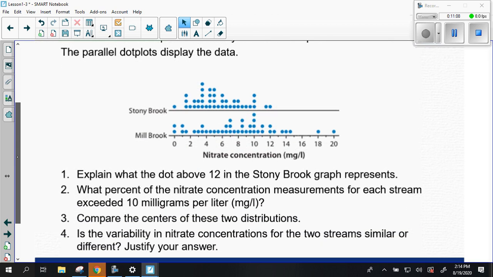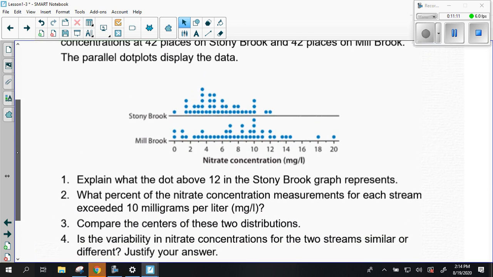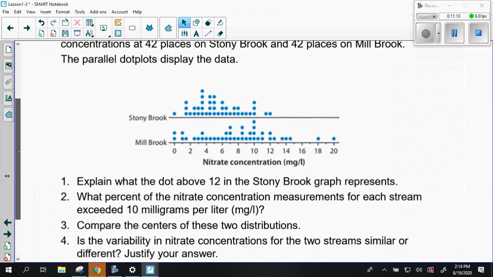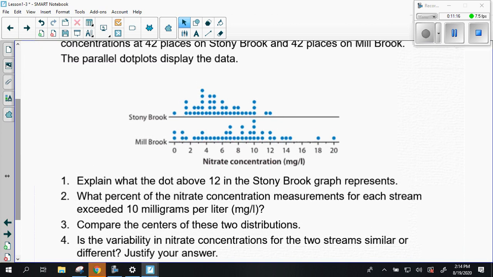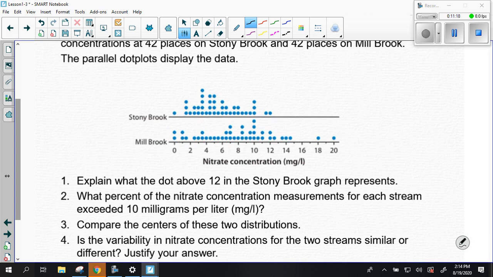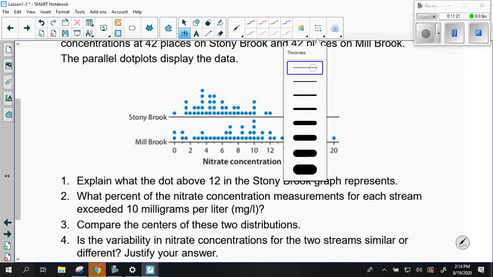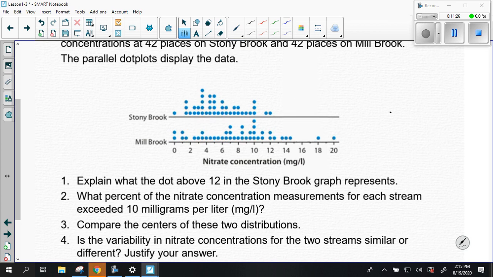So what does the dot above the 12 in the Stony Brook graph represent? Well, let's find that. Stony Brook, the dot above the 12. So we're looking at this 12. We're going to go back up. So we're talking about that dot right there. What does that mean? That means that there was one place on Stony Brook where they found the nitrate concentration was 12 milligrams per liter.